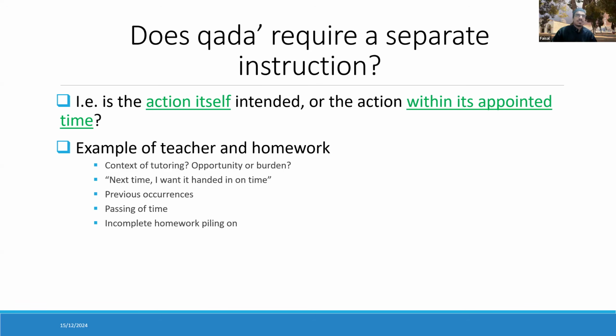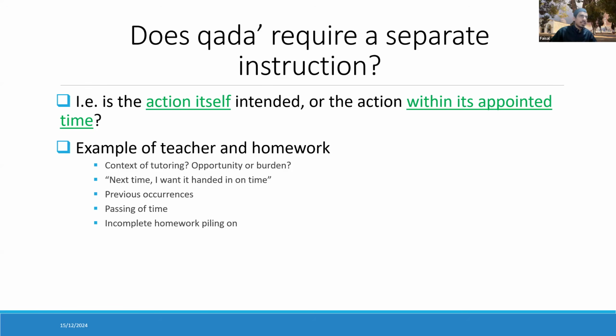Or previous occurrences, again, same concept. Or the passing of time. What do I mean by that? Okay, someone hasn't given in their homework, and then a few weeks go past and they still haven't given it in, and the teacher doesn't say anything. Now that's an indication that the teacher wasn't expecting the homework, you see. And then another qara'in. These are all like qara'in and arguments that you can make, right?